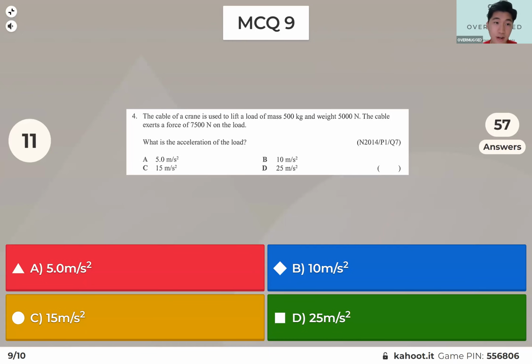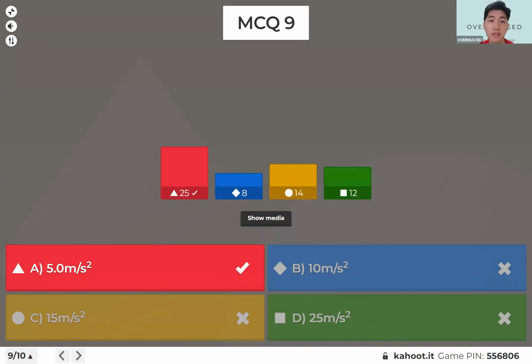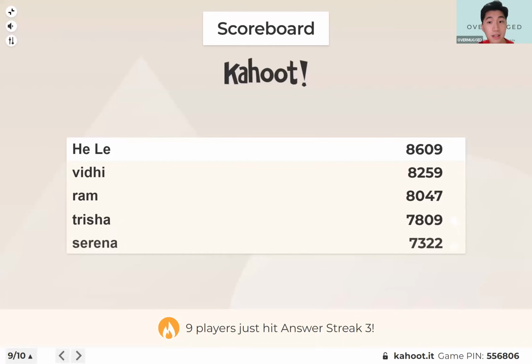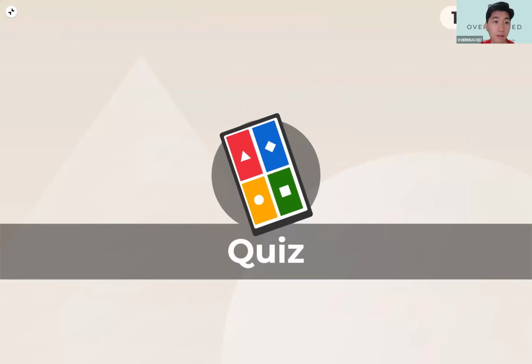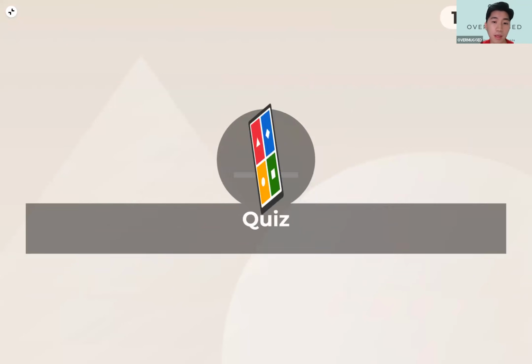For those who are still struggling, think about resultant force, mass and weight and tension. The trick here is that it's actually the exact same question we went through earlier in the notes. It is about taking the tension minus the weight to find resultant force, then RF equals MA.